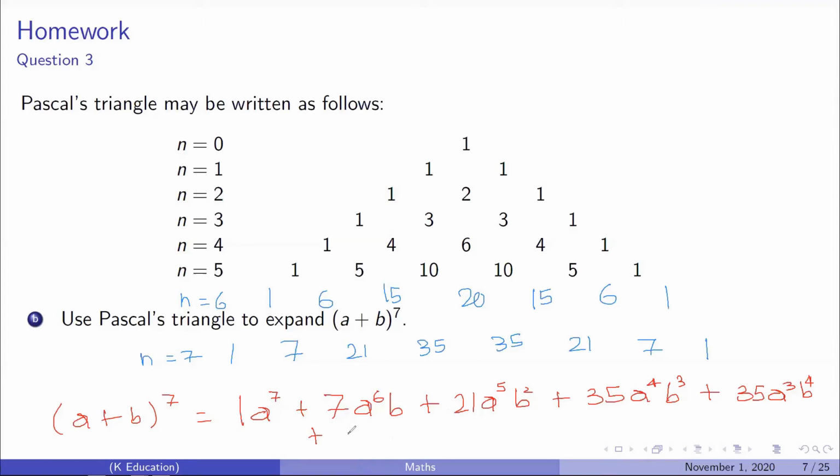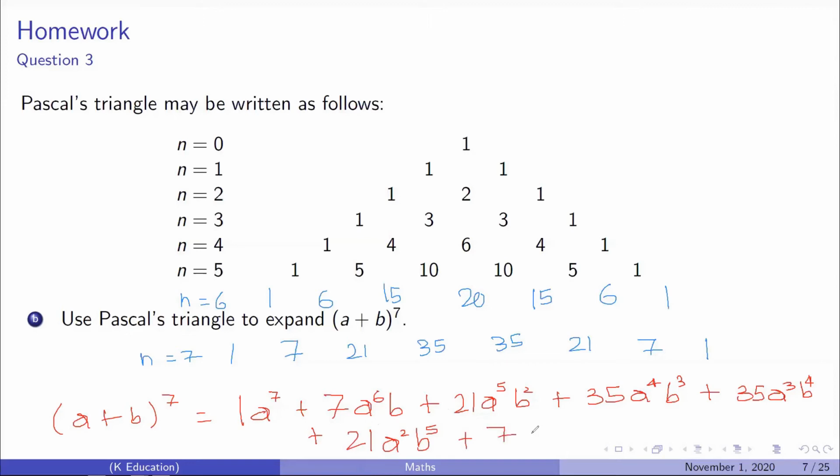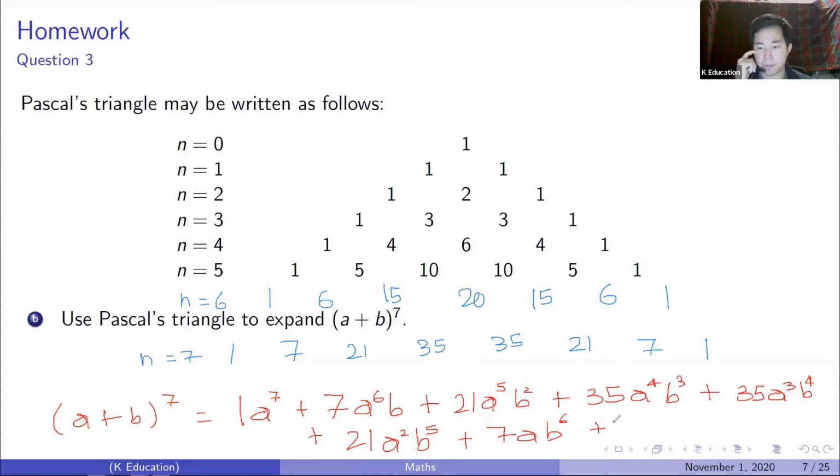21. And then a to the power of 2. And then b to the power of 5. Okay. And then 7, and a to the power of just a, and then b to the power of 6. Okay, and last term. And then 1 and b to the power of 7.